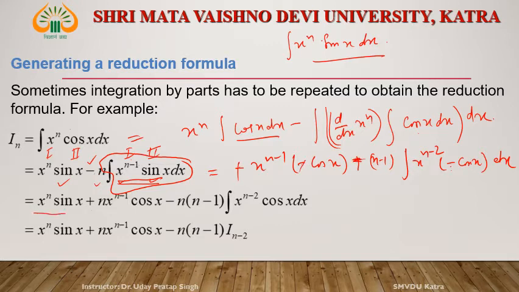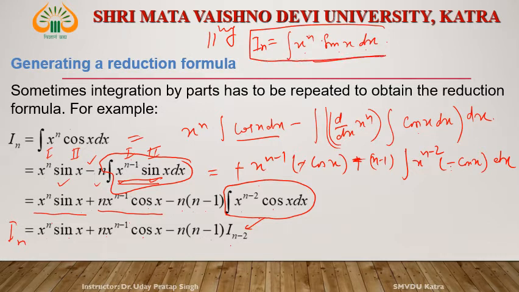So this is x to the power n sin x plus n into x to the power n minus 1 cos x minus n into n minus 1 times the integral of x to the power n minus 2 cos x. And what is this? This is In minus 2. So the reduction formula is In equal to x to the power n sin x plus n into x to the power n minus 1 cos x minus n into n minus 1 into In minus 2. This is the reduction formula for x to the power n cos x. And similarly you can evaluate the reduction formula for x to the power n sin x. This is homework.